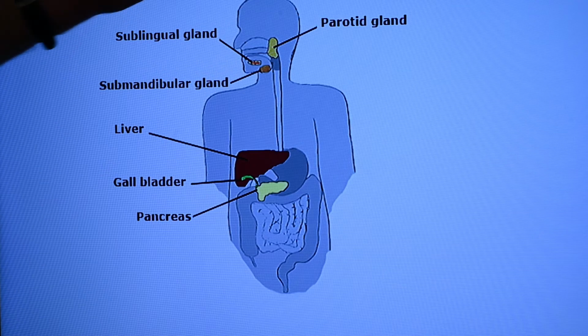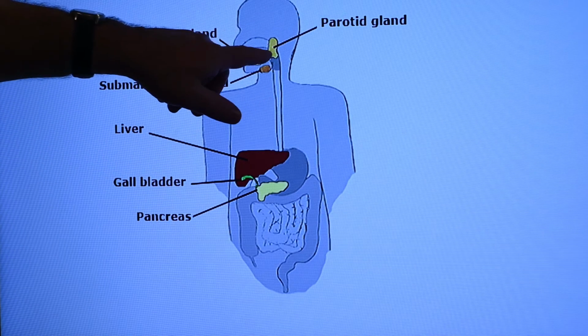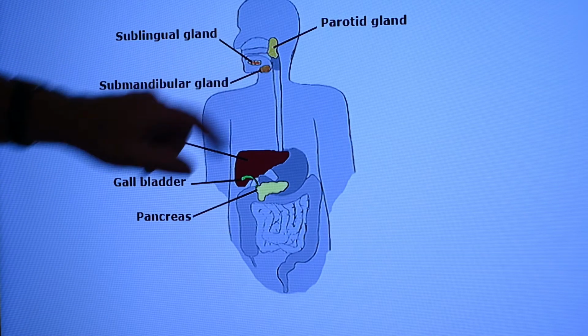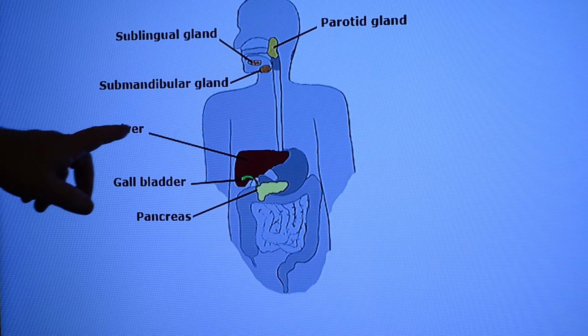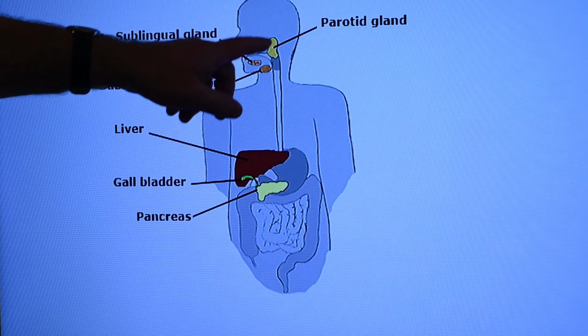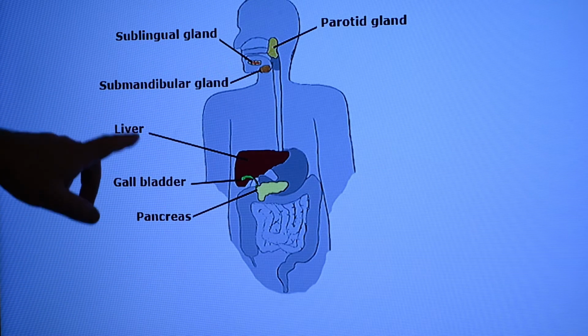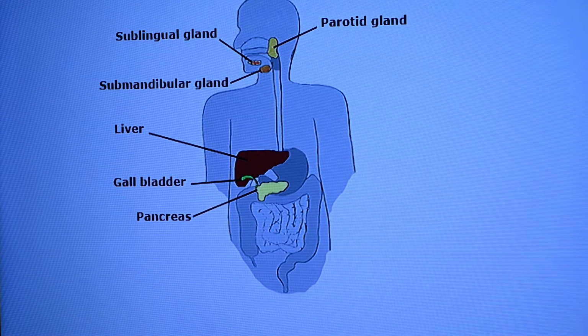Here we have the same diagram, but in this diagram we put in the salivary glands, parotid gland there on the side of the head, sublingual under the tongue, and then the submandibular gland. So we have those glands in there. And then also, these are all, by the way, outgrowths of the digestive system. The liver, the gallbladder, and pancreas, also outgrowths of the digestive system. We'll look at how that happens in a little more detail later on.